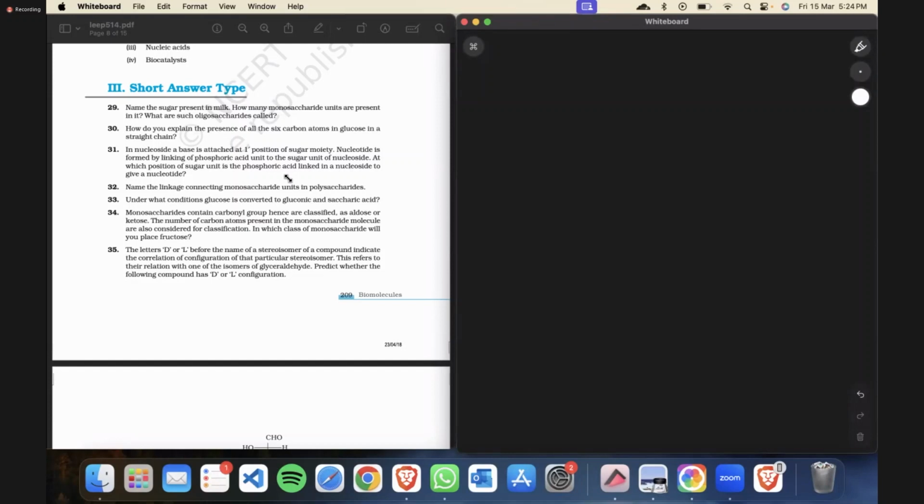In a nucleoside, a base is attached at one position of the sugar moiety. A nucleotide is formed by linking a phosphoric acid unit to the sugar unit of the nucleoside. At which position of the sugar unit is the phosphoric acid linked in a nucleoside to give a nucleotide? The phosphoric acid unit is linked to the 5 carbon position of the sugar.